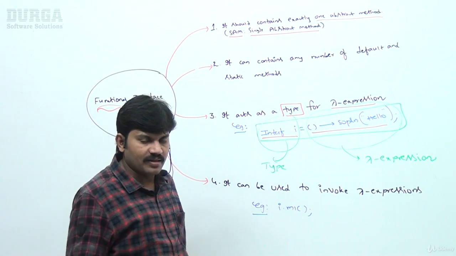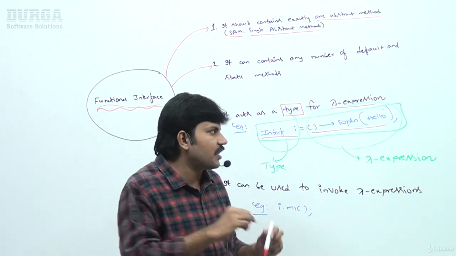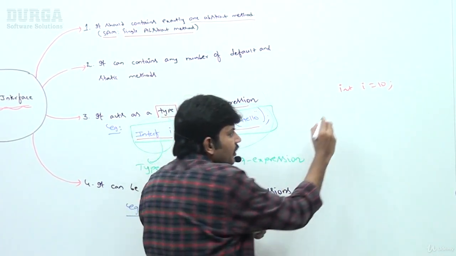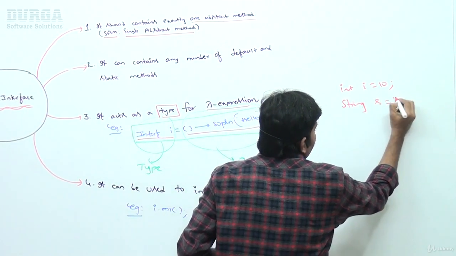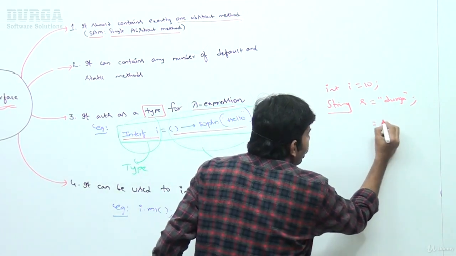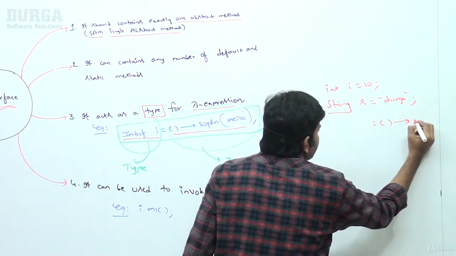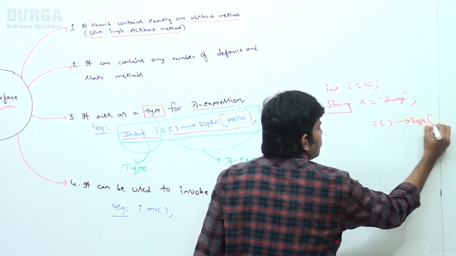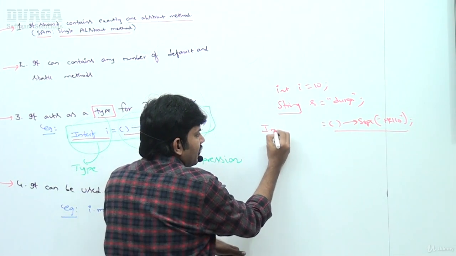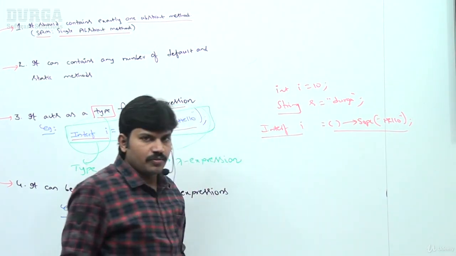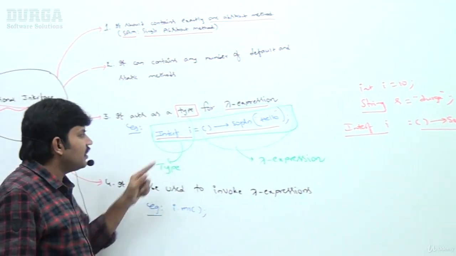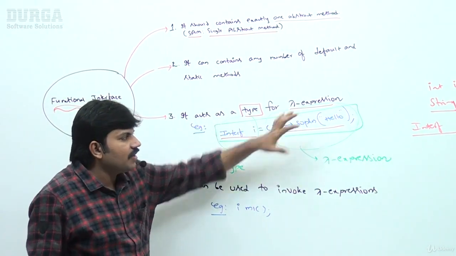Something like int I is equal to 10. Sir, int I is equal to 10. 10 is what type? Int type. Are you getting? String s is equal to Durga. Sir, here Durga is what type? String type. Similarly, I have a lambda expression here. What is the type of this lambda expression? The type itself is nothing but a functional interface, right? Are you able to understand? So it acts as a type for the lambda expression. Next, interface I is equal to, it's a type. This one is the lambda expression, right?